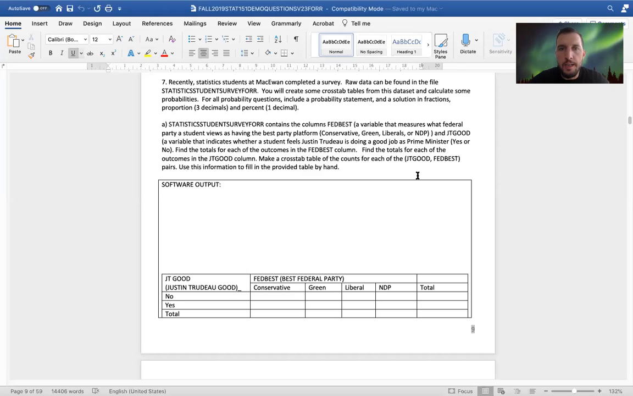Find the totals for each of the outcomes in the Fed best column. Find the totals for each of the outcomes in the JT good column. Make a crosstab table of the counts for each pair. Use this information to fill in the provided table by hand. So what we want to do is build a contingency table between Fed best and JT good.